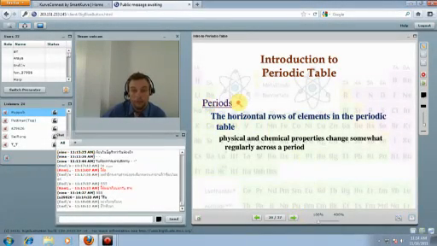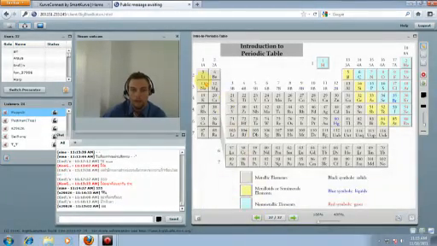The periods, which are the horizontal rows of elements in the periodic table. Physical and chemical properties change somewhat regularly across a period. So this is more complicated. These basically tell us that going from left to right, the element is getting bigger. So carbon is smaller than oxygen. So let's see, go like this.